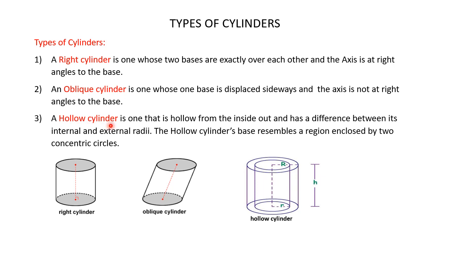A hollow cylinder is one that is hollow from the inside out and has a difference between its internal and external radii. The hollow cylinder's base resembles a region enclosed by two concentric circles. This is a hollow cylinder. Now, here the hollow cylinder is hollow from the inside. As you can see here, this is the external radius and this is the internal radius. And clearly there is a difference between the external radius and the internal radius. Now the hollow cylinder's base resembles a region enclosed by two concentric circles.